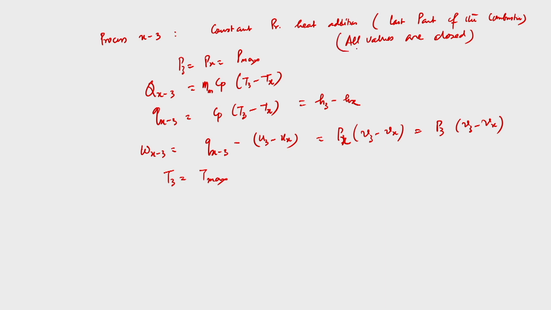So, both the valves are remaining closed, fine. As I defined the cutoff ratio, you have to define it again for this case. That is the change in volume. Beta is equal to what? Beta is equal to V3 by Vx, which is equal to T3 by Tx. So, this is the cutoff ratio.